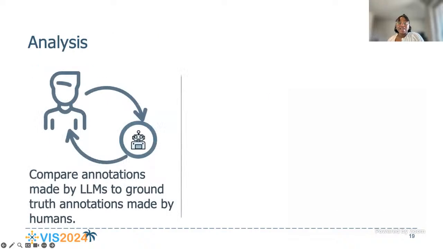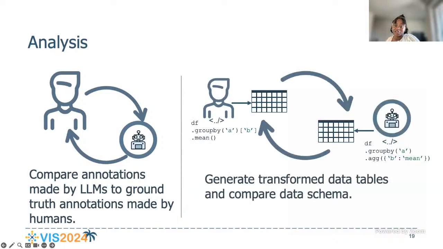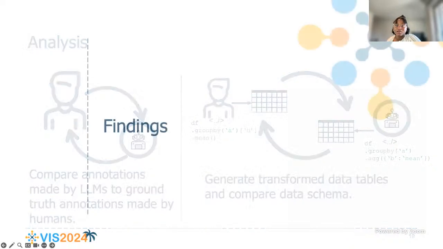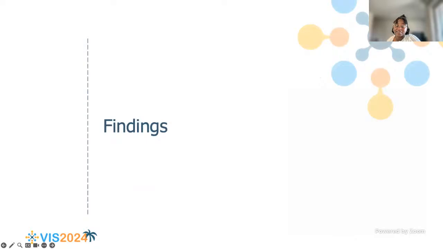So for our analysis, we primarily compared the annotations that were returned by LLMs to those made by the human annotators. The only exception to this was the data transformations, where we executed the Python code snippets produced by human annotators and LLMs, and then compared the schemas of the resulting transformed data tables. And now I'll go into our findings.